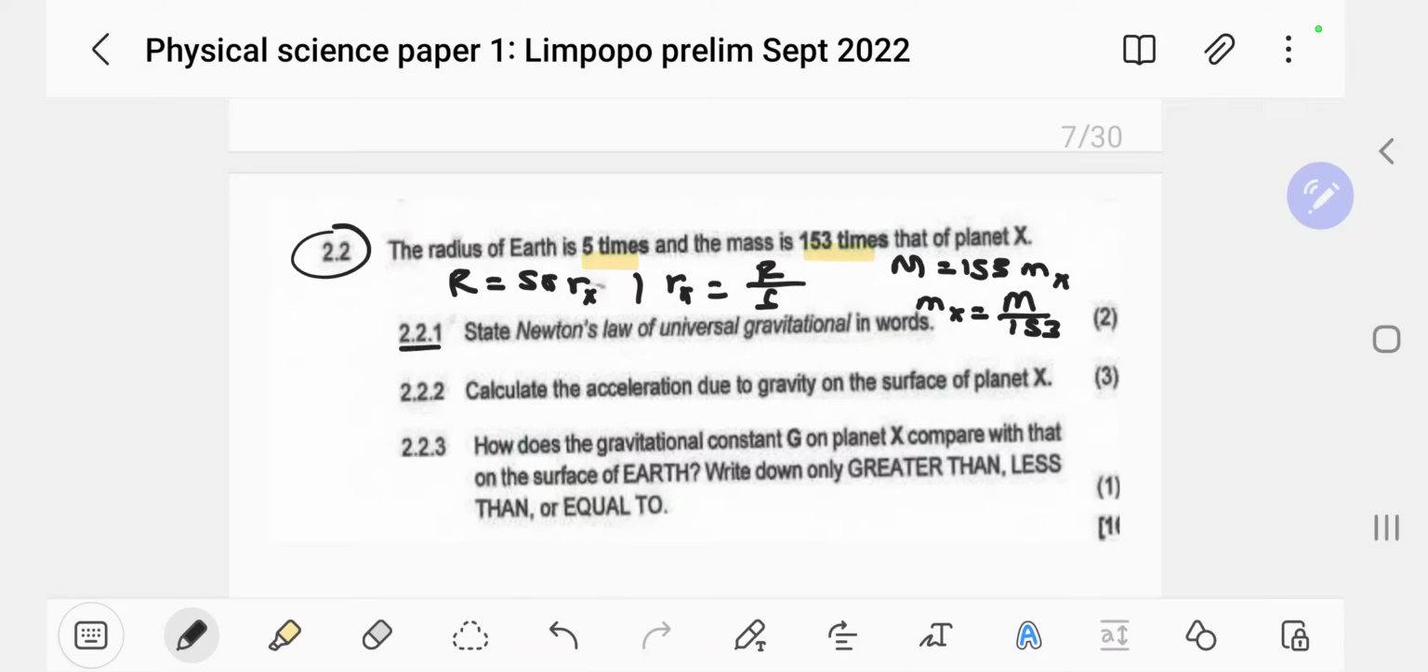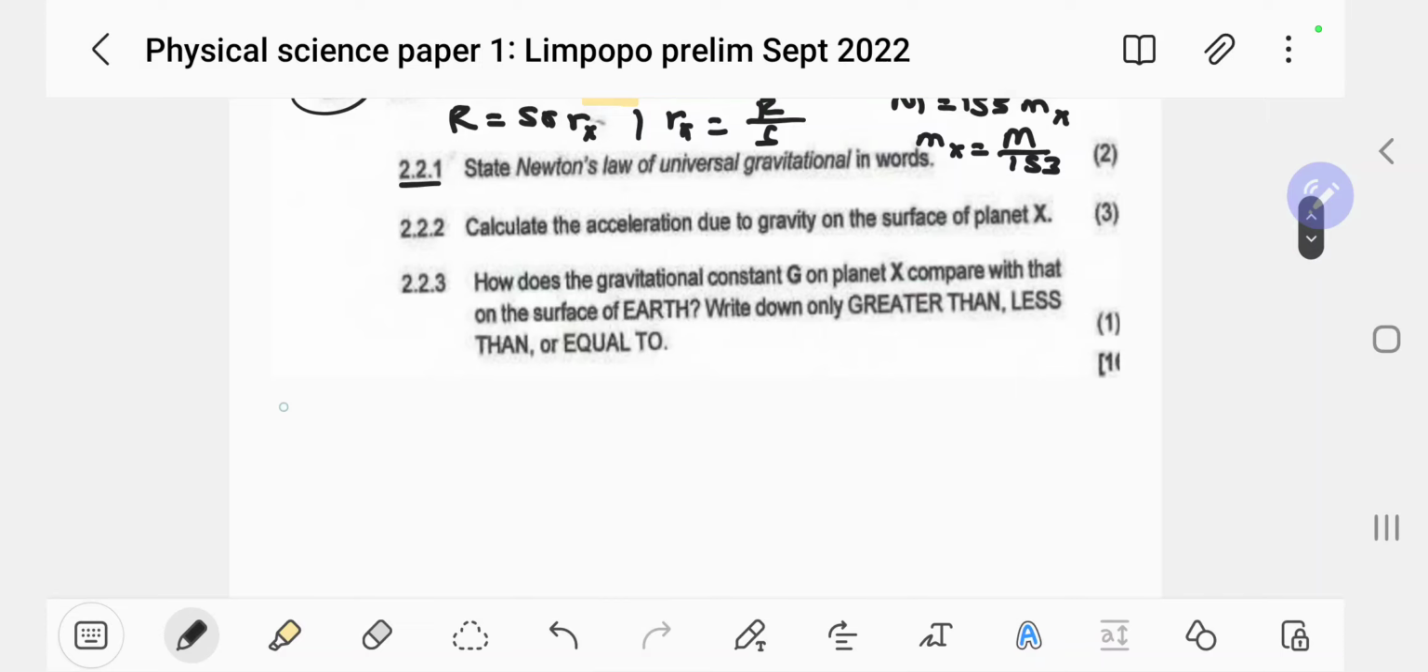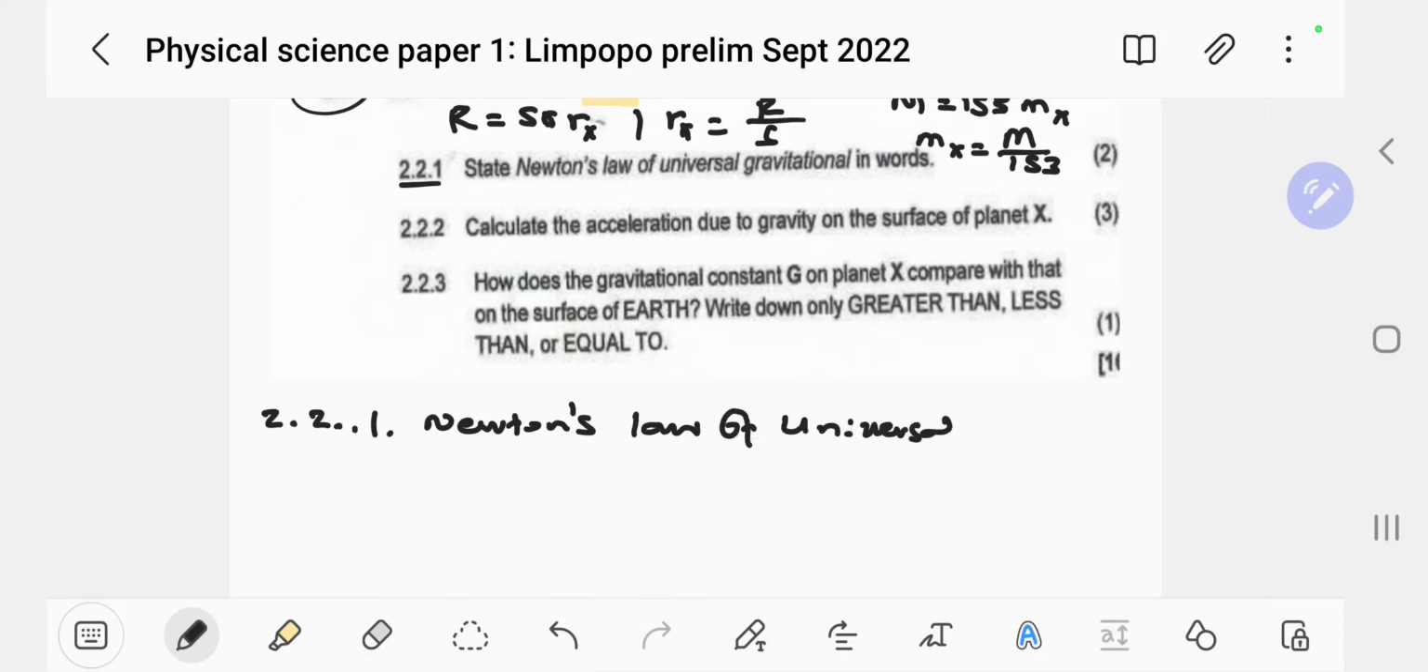Now, see easy mark questions. State Newton's law of universal gravitation in words. Okay, so we have here 2.2.1. So we want Newton's law of universal gravitation. Okay, so how do we define it?